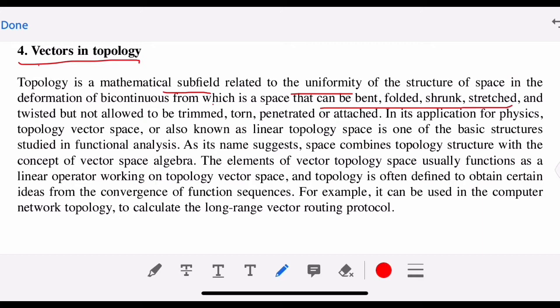And topology is often defined to obtain certain ideas from the convergence of function sequence. For example, it can be used in computer network topology to calculate the long-range vector routing protocol.